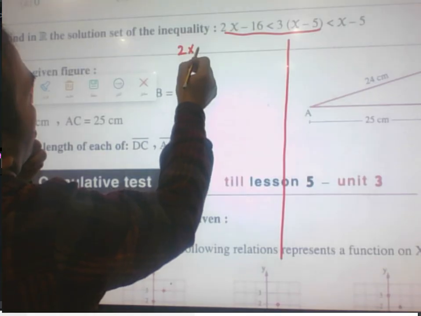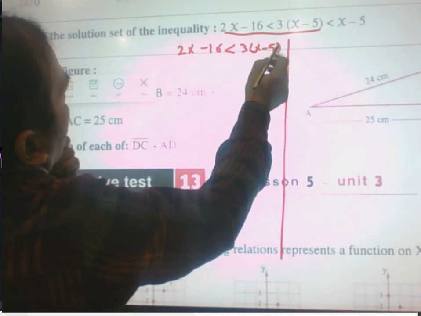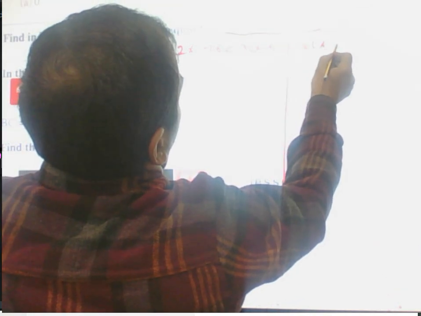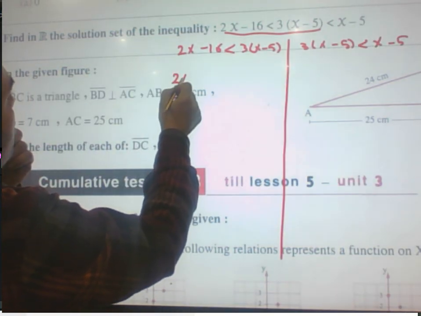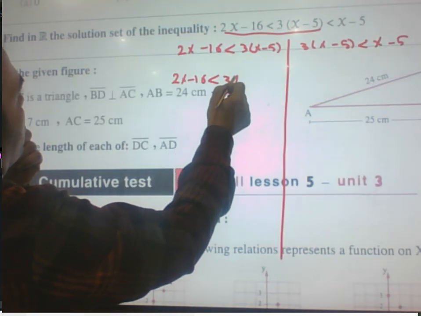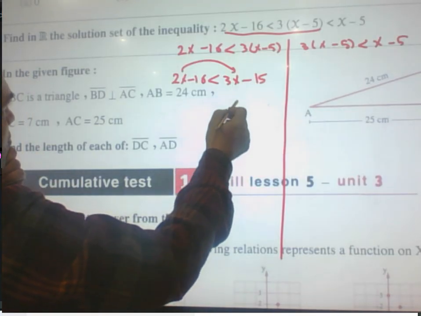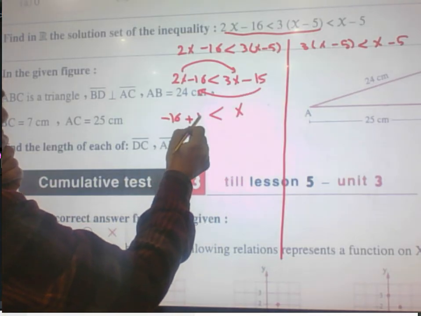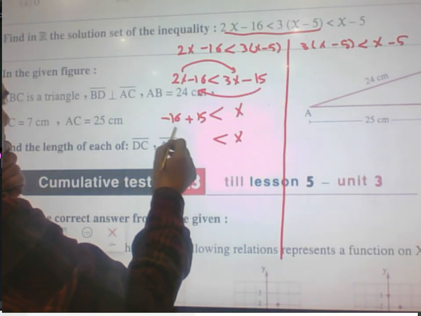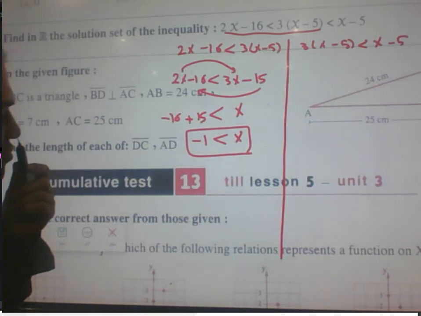We have 2x minus 16 less than 3 product by x minus 5. And the other, we can write 3 product by x minus 5 is less than x minus 5. Then we can simplify this: 2x minus 16 less than 3 times x, 3x, 3 times 5 is 15. And then move 2x, subtract from 3x equals x. And negative 15 moved here, we have negative 16 plus 15. Then x is greater than negative 16 plus 15, it will be negative 1. x is greater than negative 1.